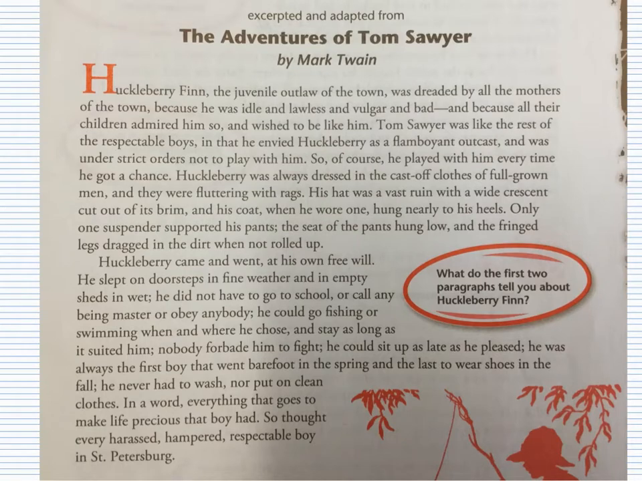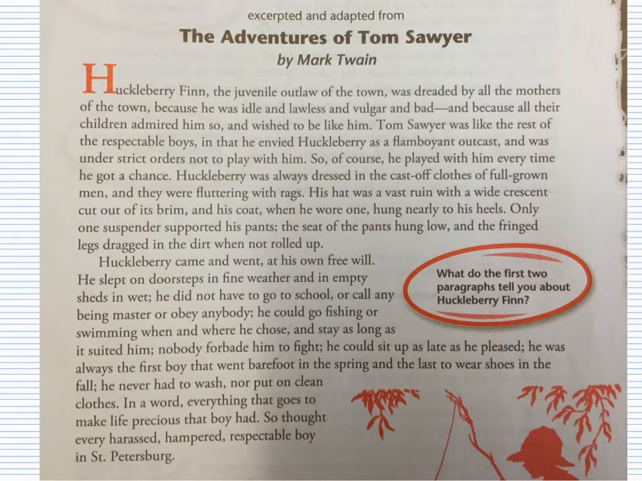Huckleberry Finn, the juvenile outlaw of the town, was dreaded by all the mothers of the town because he was idle and lawless and vulgar and bad, and because all their children admired him so and wished to be like him. Tom Sawyer was like the rest of the respectable boys in that he envied Huckleberry as a flamboyant outcast and was under strict orders not to play with him. So, of course, he played with him every time he got a chance.